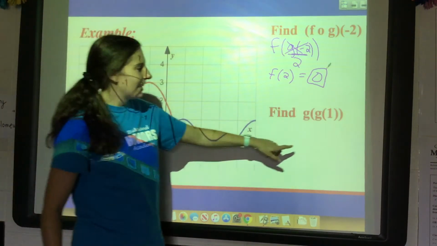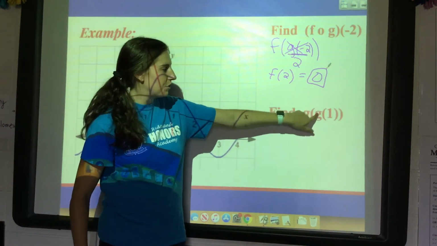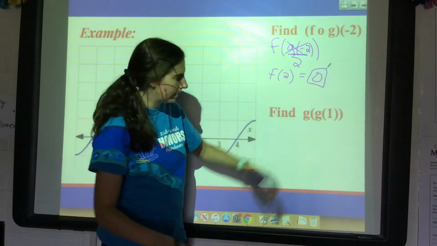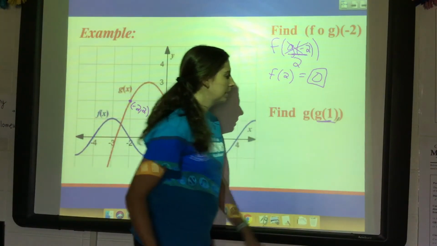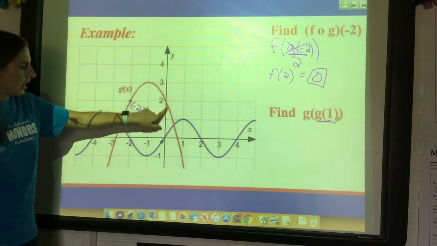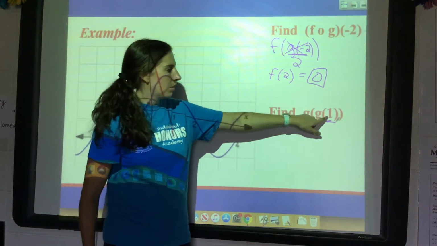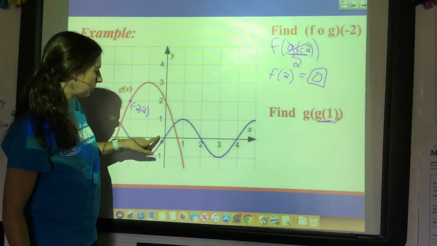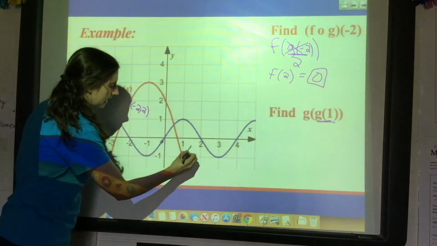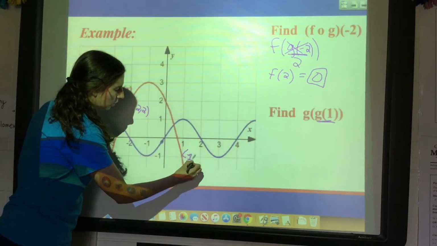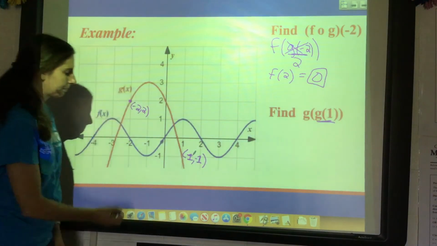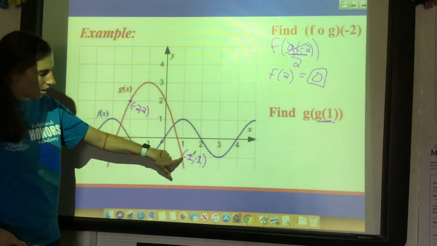Finally, this is a little weird. It's g of g of 1, and that's okay. That means let's start on the inside and find the g function, which was the red one, and find the output where the input is 1. So when the input was 1, the output is -1, because this is the point 1, -1. Sorry, my ones are bad. So when the input was 1, the output was -1.